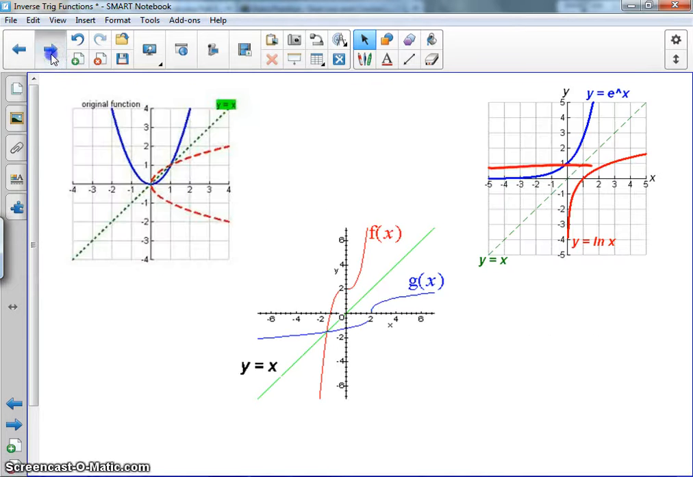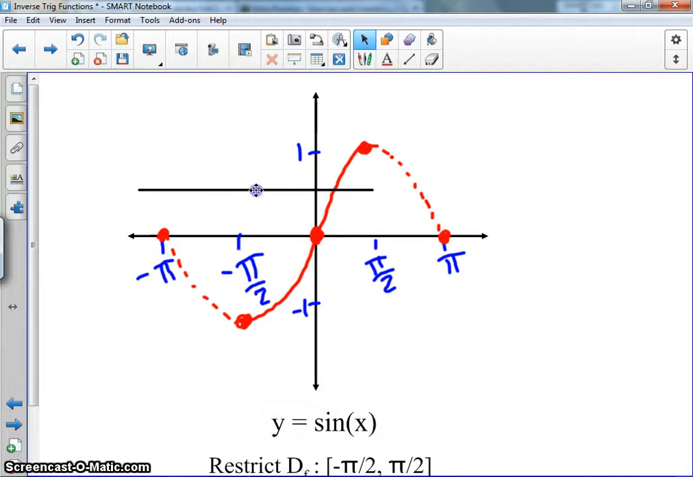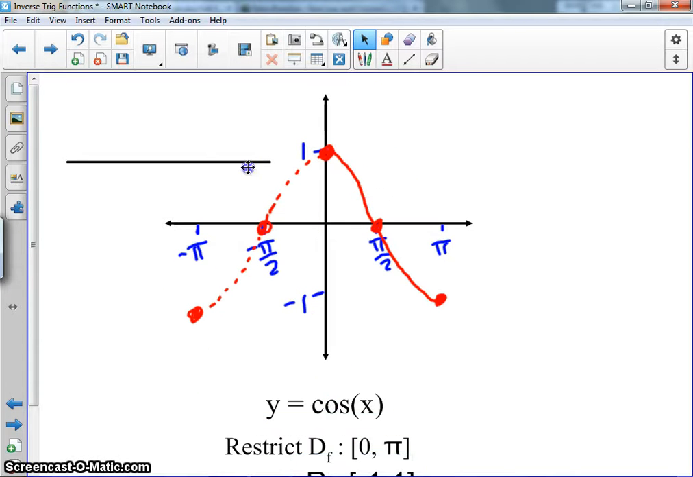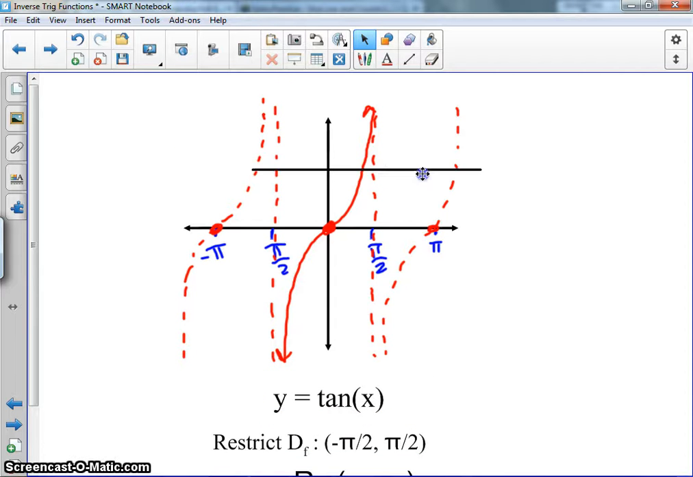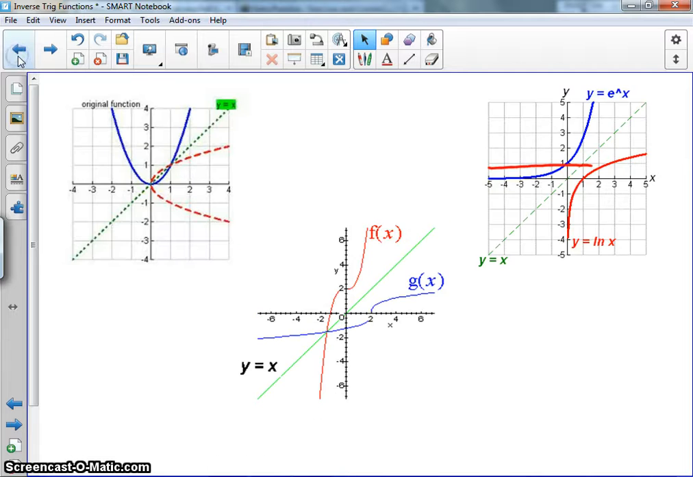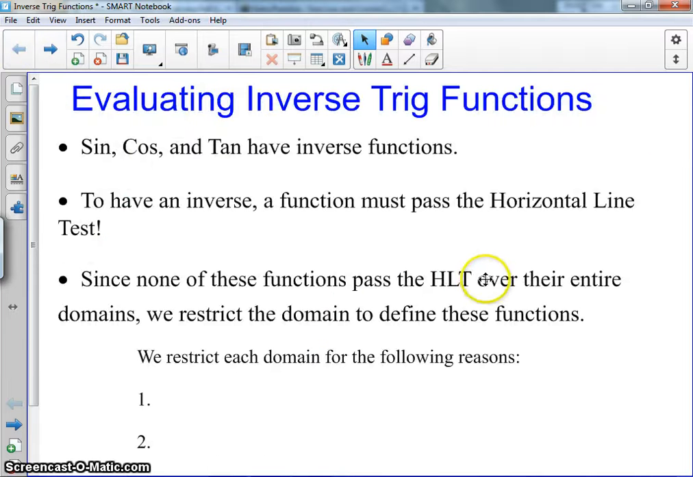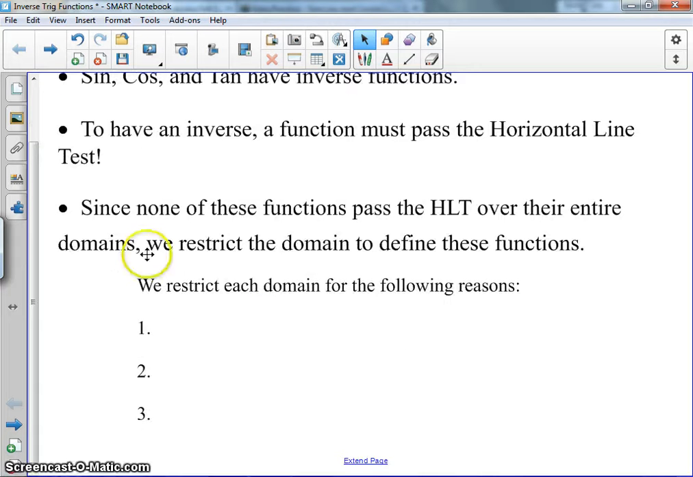Now, if we look at sine, cosine, and tangent, if we looked at their entire graph, so let's pretend that this part wasn't dotted, then neither sine, cosine, nor tangent, if we looked at all of the dotted parts, would ever pass the horizontal line test, which would mean these functions don't have inverses. But we do have inverse functions, and the reason that we do is because we are going to restrict the domain, which basically means we're only going to look at part of the function. So we restrict the domain for the following reasons.